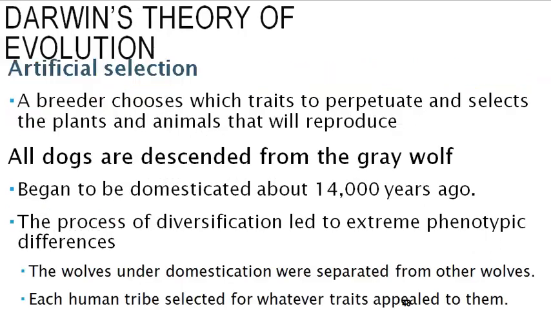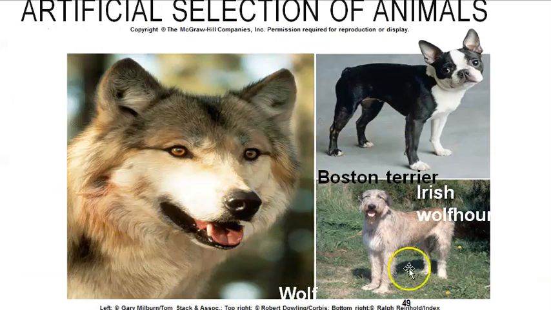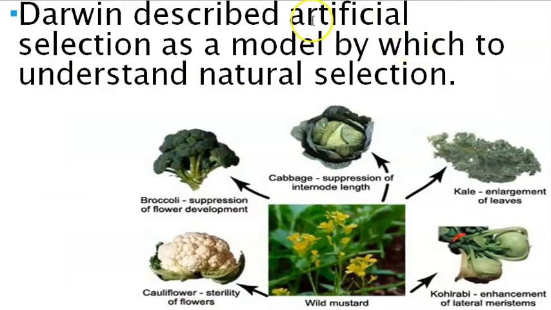And Darwin understood all this because of artificial selection. All dogs are descended from the gray wolf. About 14,000 years ago, we began domesticating dogs. I don't know, I'm a dog guy. I've always wanted a golden retriever in my life. And we literally bred them specifically for which traits we want, but they all descended from the gray wolf. Darwin described artificial selection as a model through which to understand natural selection.